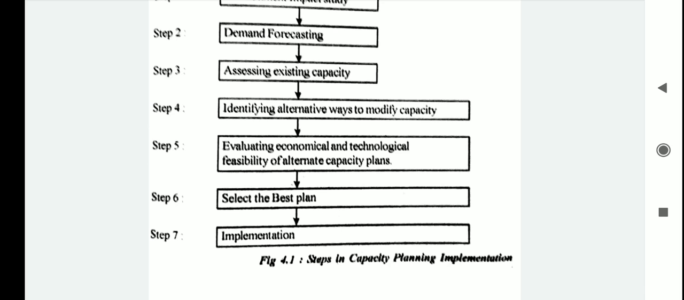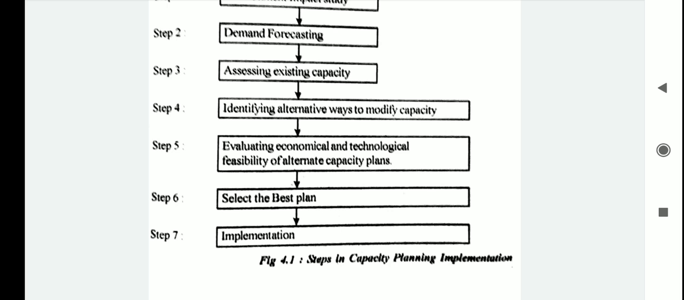The third step is assessing the existing capacity. If the plant already exists, a correct assessment of the capacity has to be done. Capacity measures can be different for different organizations. And the fourth step: if the capacity is not sufficient to meet the demand, we can expand the capacity or identify various other alternatives to modify the capacity.